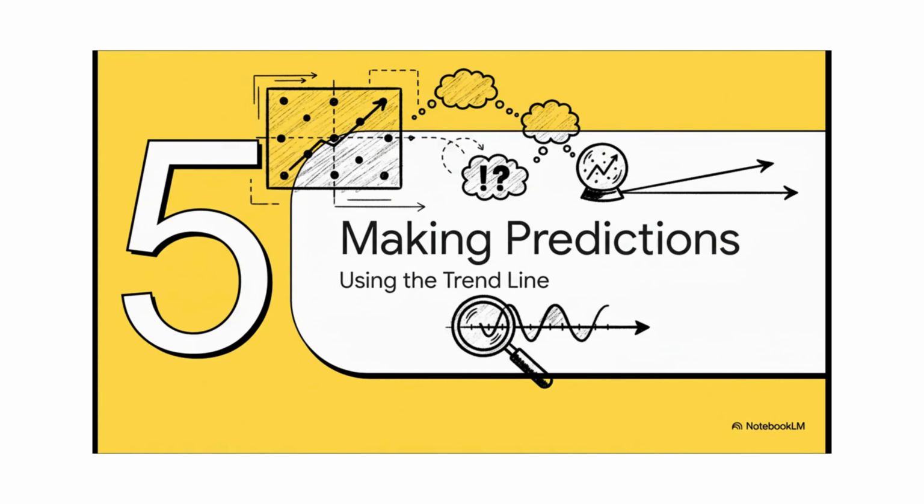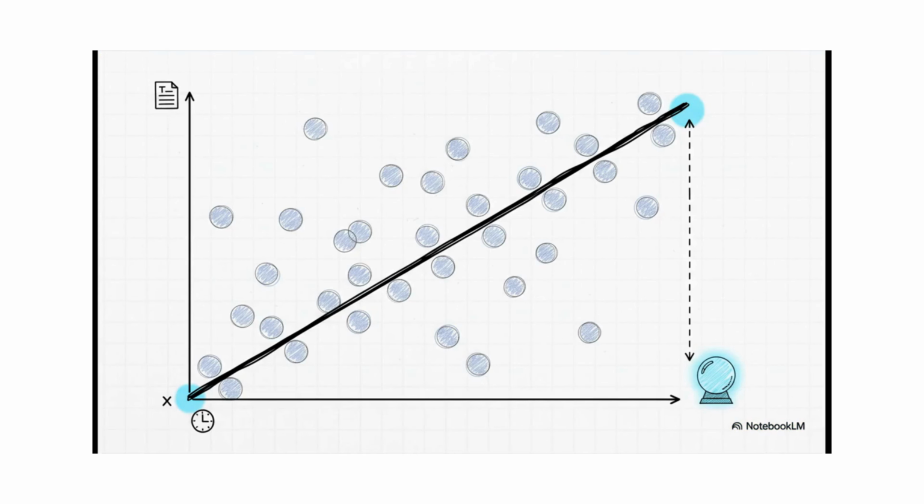So why even bother drawing this line? What is it good for? Well, its most powerful use is helping us make educated guesses, or to use the official term, predictions, based on the pattern that we've found. Think of the trend line as a kind of cheat sheet. If you know a value for your first variable, say a student studied for 5 hours, you can use the line to predict the value of the second variable, their likely test score. It's a way of using the overall trend to estimate a possible outcome.